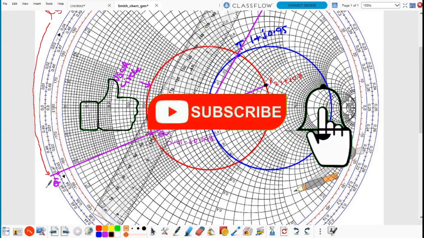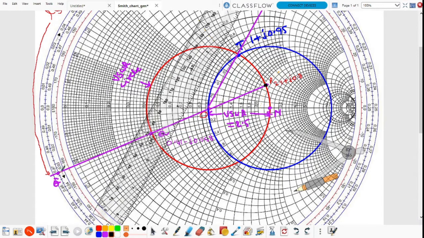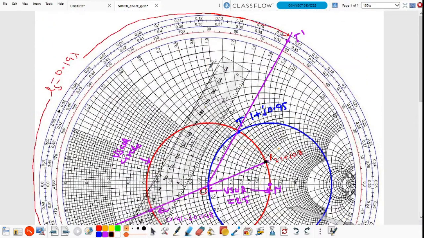This point Q dash is below the horizontal axis, so it has a negative value. That is minus 0.47 lambda, and this is the point T dash. At point T dash the value is 0.16 lambda. So the location of the stub on the transmission line from the load is denoted as L suffix S.